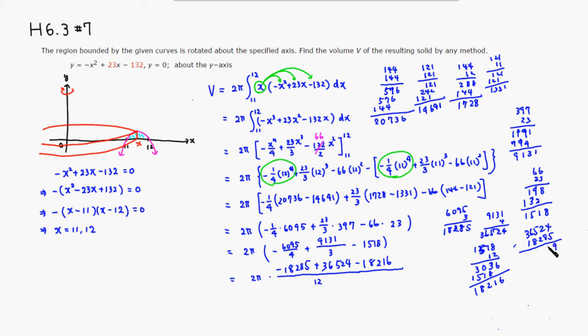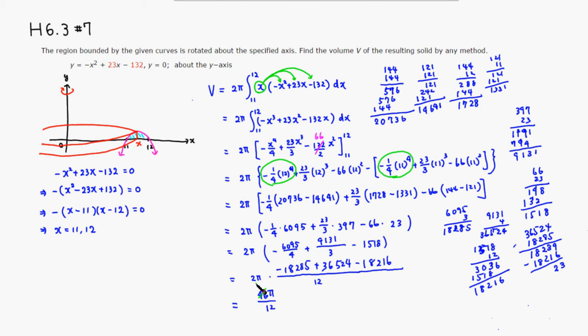1 minus 8, so it's a 3. 4 minus 2 is 2, and 8, and 2 minus 1 is 1. And subtract 1, 8, 2, 1, 6. So 9 minus 6 is 3. 3 minus 1 is 2. So it's 23. Right? So we get 23 times 2 would be 46 pi over 12. Well, I forgot to divide by 2.